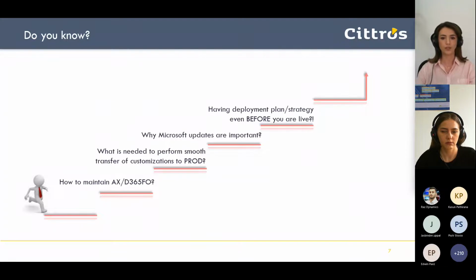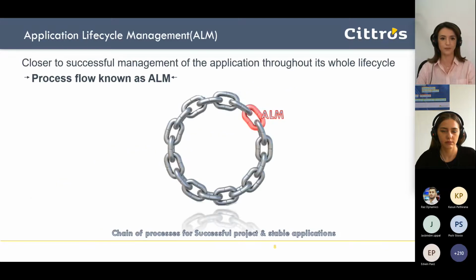And one more question here. Do you know which environments are needed as part of your deployment process and when? Knowing all these answers will lead you steps closer up the ladder to a successful management of the application in its whole life cycle. That process of managing the application is known as ALM, Application Lifecycle Management. ALM is an important part of the chain of processes for a successful project and a stable application.